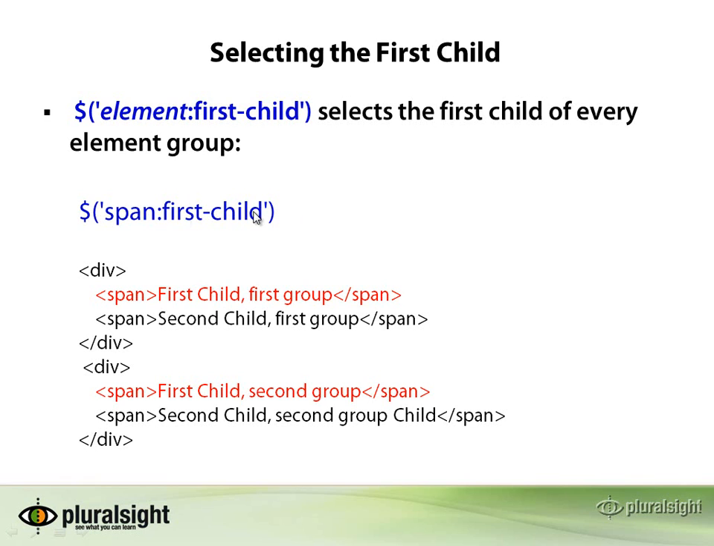Well, you'll notice in this particular example we're using yet another selector that we haven't seen to this point, where we're going to say go find all spans, but we want to filter it down to the first child.